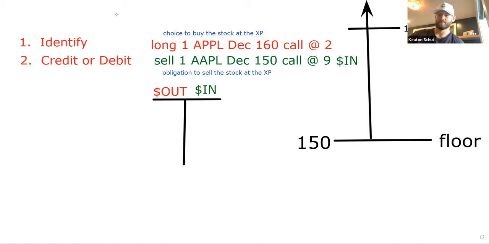So people know that if they're doing Dean's method, we're going to fire up a T.